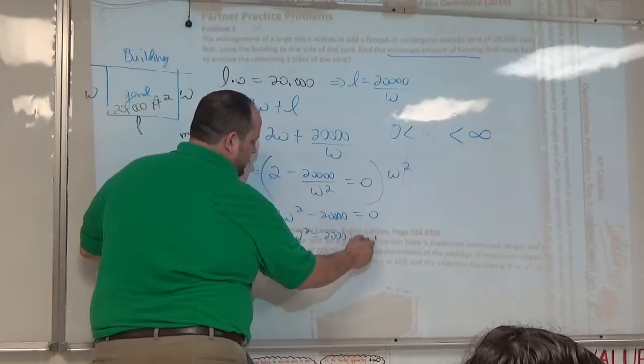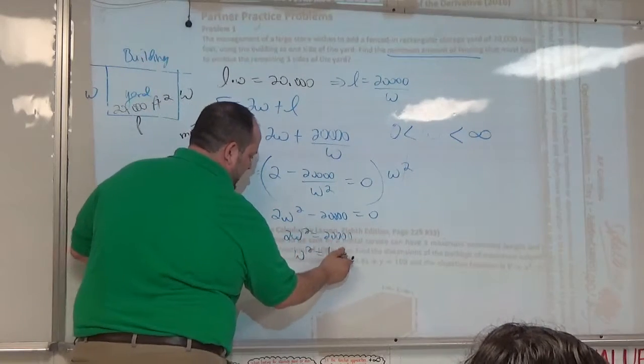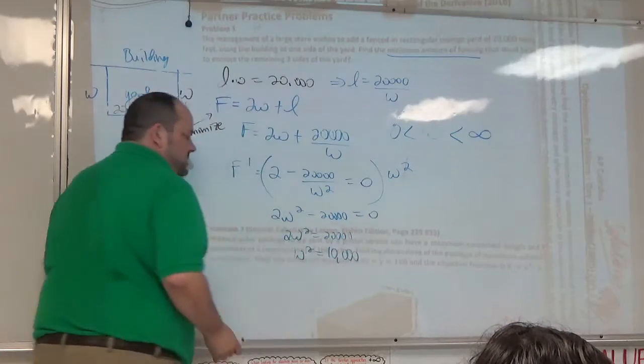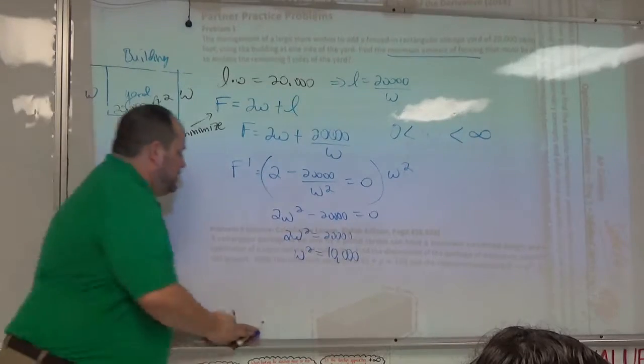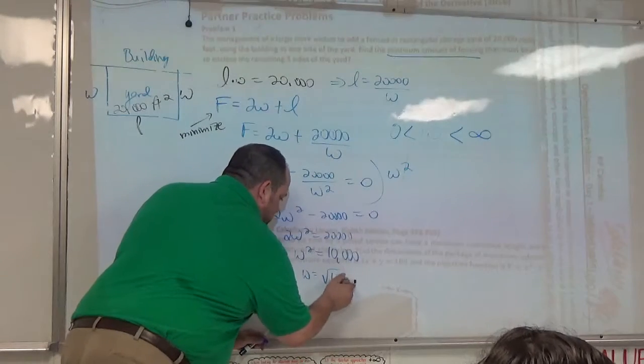Now we've left the world of calculus. We're just doing some algebra. W squared is equal to 10,000. What would w be equal to? 100. W is going to be the square root of 10,000, which is 100.